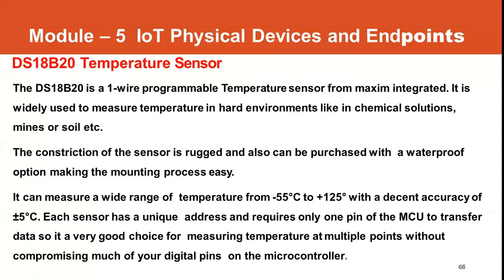So we have a variety of temperature sensors. So one such sensor is a DS18B20. So this is a one wire programmable temperature sensor. So that can be integrated in the Raspberry board. So this particular sensor is widely used to measure the temperature in very complex environments, such as in chemical solutions, maybe in mines, and also to measure the temperature in soil also.